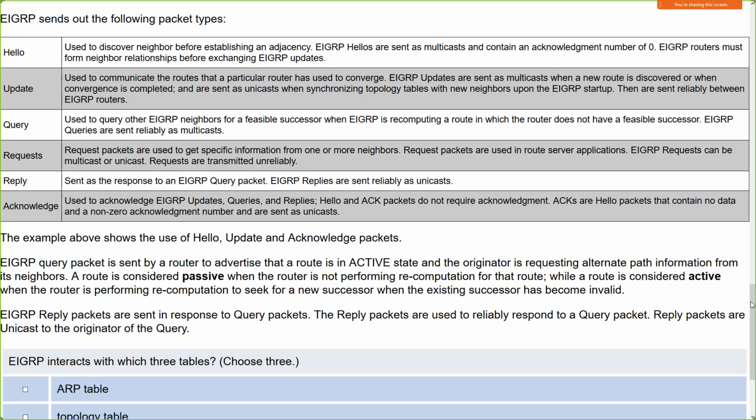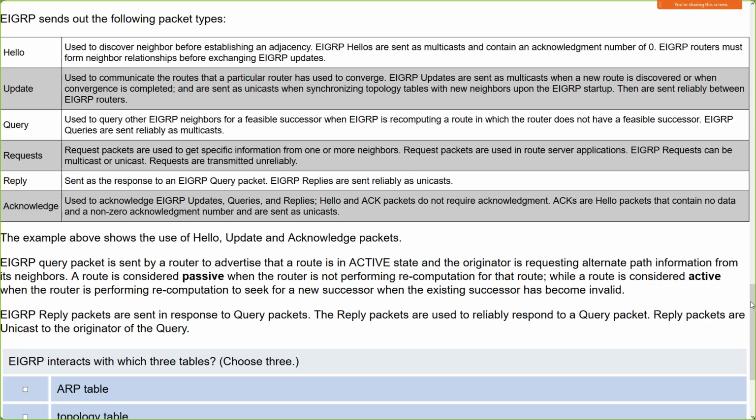A reply is a response to a query. Request packets we don't see too much. I actually don't usually talk about request packets, but if I need to get some more specific information from my neighbor, I can send out a request packet. And acknowledgements are just basic packets that we use to acknowledge the receipt of information.